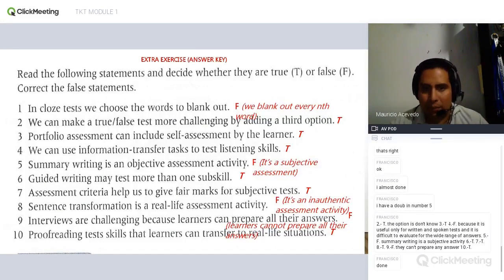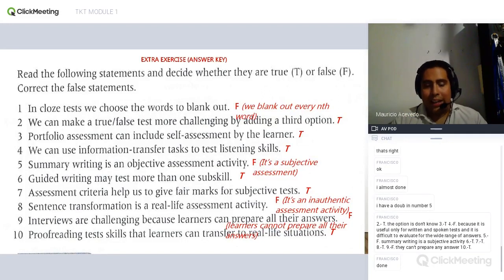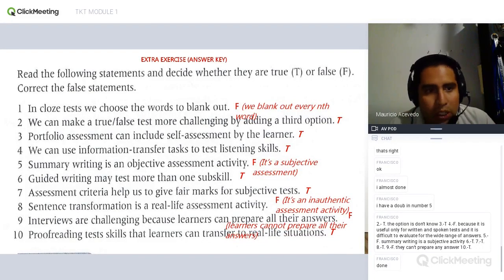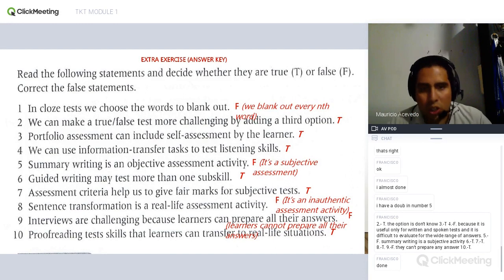It's not objective, it's a subjective assessment, because a summary, as we were saying, is not concrete, it's what you understand. And your understanding might be different from mine. So I cannot be objective, not all the time, because we don't have a specific format. Number 6 is true, and you wrote true. Number 7, true. Excellent, Francisco.